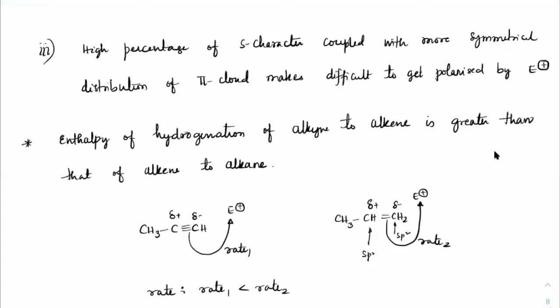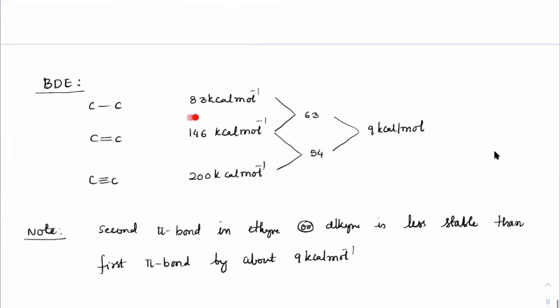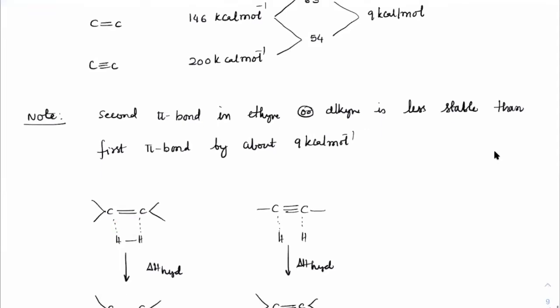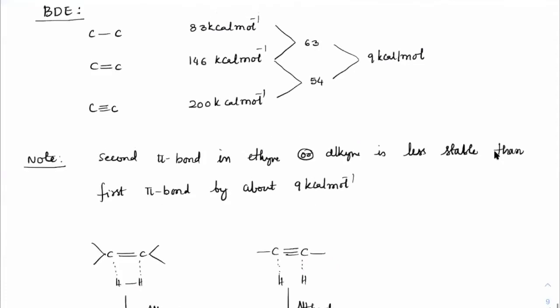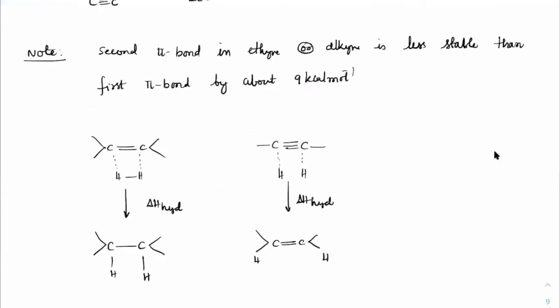Next, based on this, we can say one thing: when it comes to bond dissociation energies, breaking a carbon-carbon double bond or triple bond, this is the usual energy that is required. But when you make a bond, the amount of energy released on converting a triple bond into a double bond is more than that of a double bond. This tells us the second pi bond is more reactive than the first pi bond. So when it comes to hydrogenation, the second pi bond will have more reactivity. So till this point we have discussed.